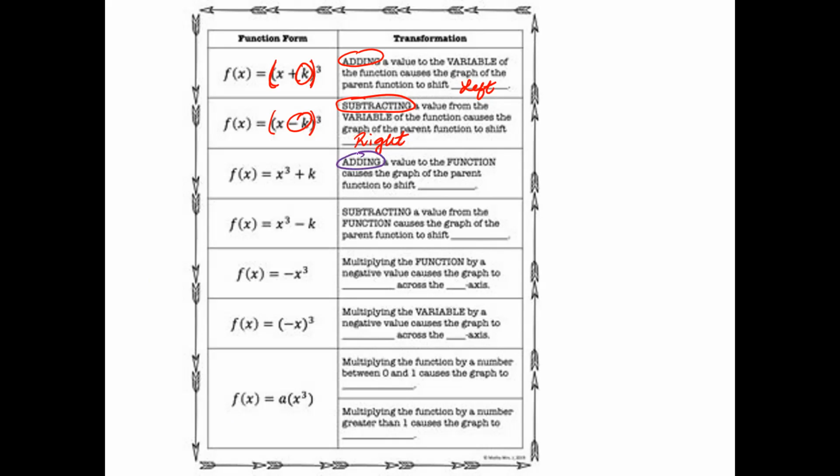If you're adding a value to the function, like this +k, notice that's outside of the parenthesis, it causes the parent function to shift up. Similarly, if you're subtracting it, it's going to be shifted down. If you multiply the function by a negative, it causes the graph to reflect across.